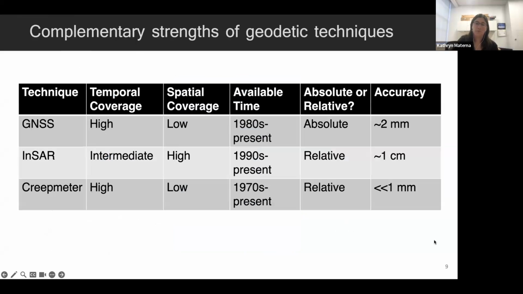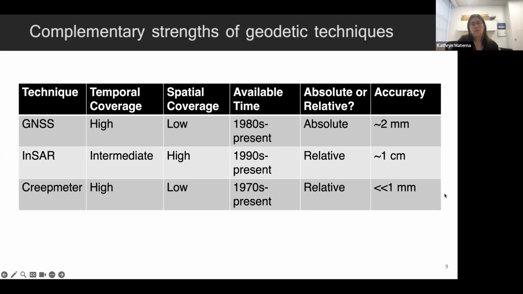So as a summary table of all of these things, we have the GNSS technique, which provides high sampling in time, and the creep meter also has high sampling in time, every minute. InSAR has lower temporal coverage, but higher spatial coverage, of course, because it's an imaging technique. And the creep meter can measure even at the tens or hundreds of microns level.